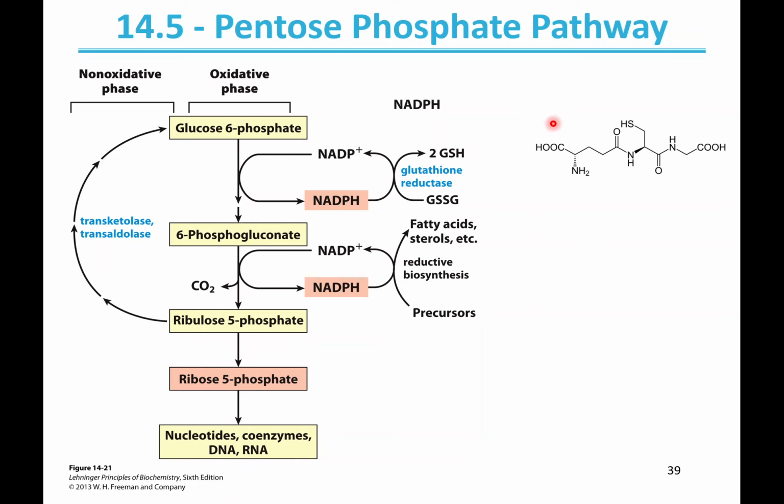The glutathione molecule looks like this, if you're interested. This would be the reduced form because you have this reduced sulfhydryl here. Glutathione can be used, and we'll see this on a different slide, as a good way of preventing oxidative damage in a cell. The other thing NADPH can be used for is what's known as reductive biosynthesis. Things like fatty acids or sterols, steroids, are synthesized in part using NADPH for the reductive steps in their synthesis.